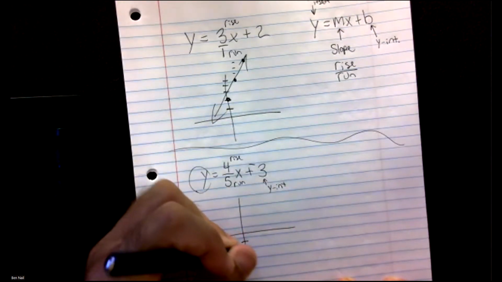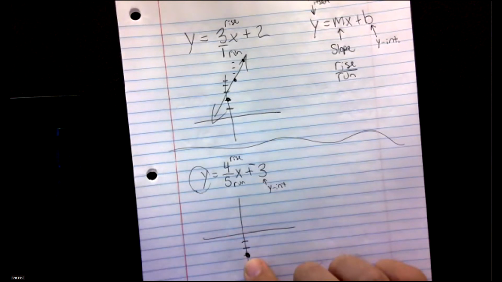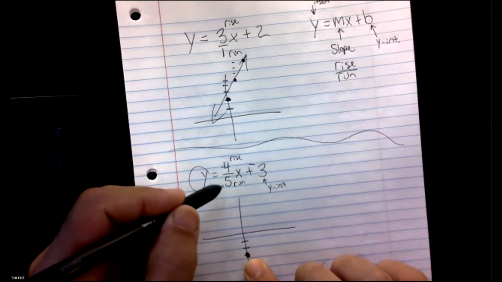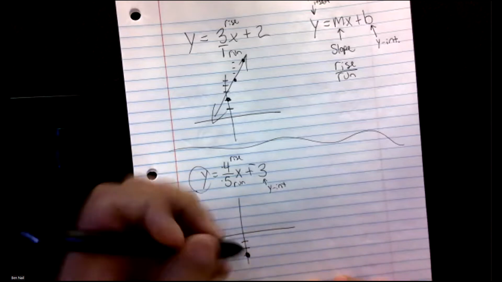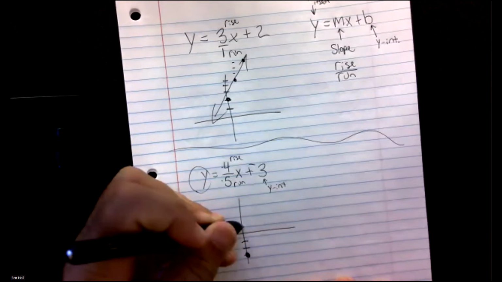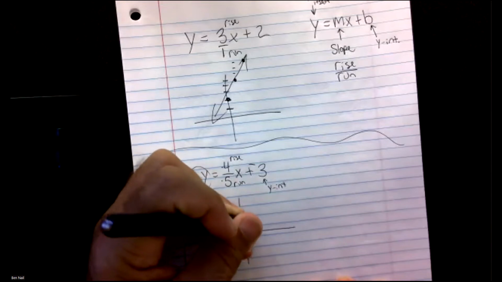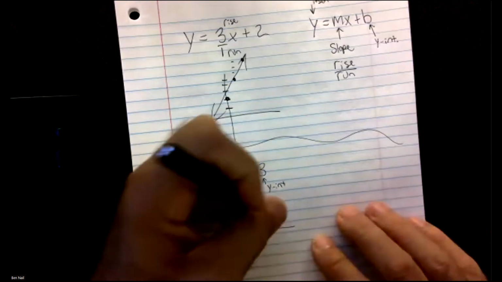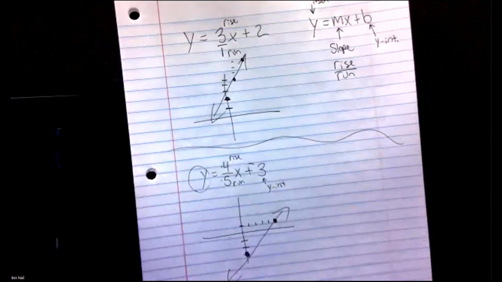So at -3, it's where I cross the y. And my slope says I'm going to rise 4. I'm going to run to the right 5. So up 1, 2, 3, 4. Right 1, 2, 3, 4, 5. And all I need is those 2 points, and I can connect those dots.